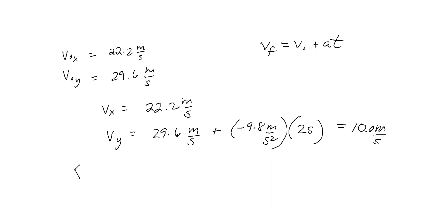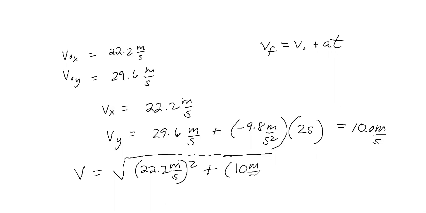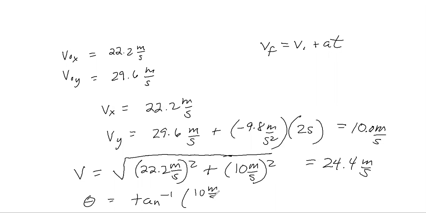So now the magnitude of my total velocity is going to be equal to the square root of its components squared. So this is going to be 22.2 meters per second, quantity squared, plus 10 meters per second, quantity squared. And that's going to give me 24.4 meters per second. I need a direction. So theta is going to be equal to tangent inverse of y over x, 10 meters per second over 22.2 meters per second. And that's going to be equal to 24.2 degrees. All right, that's my velocity. We just did the position, we did the velocity. All right, pause, clean up the board.